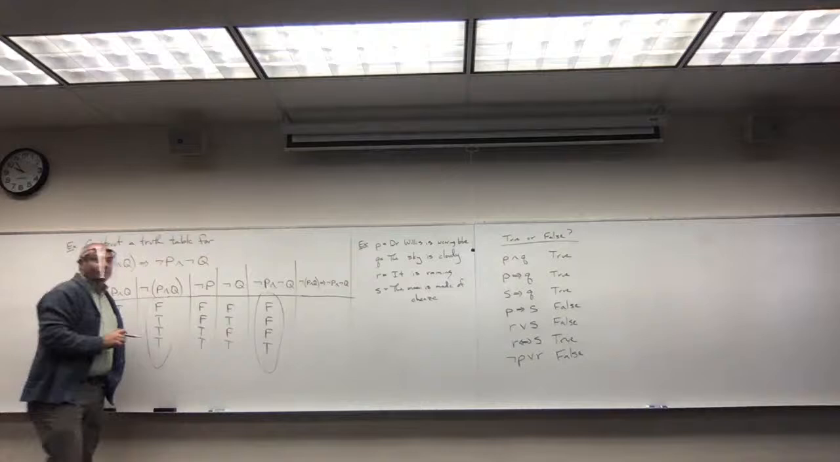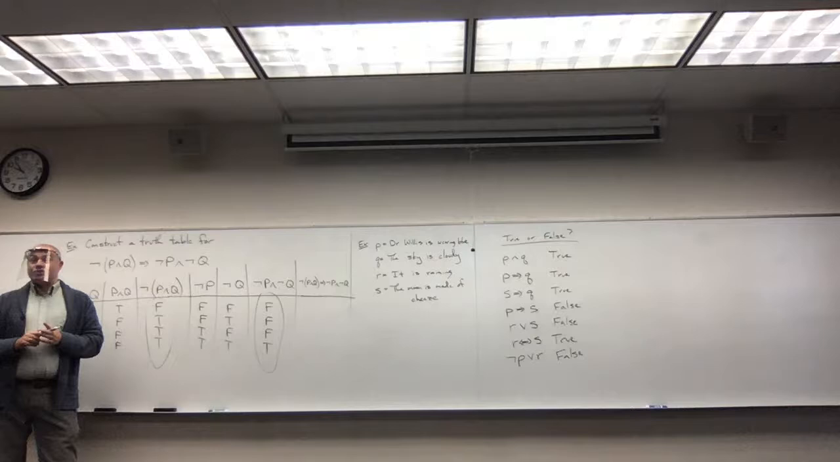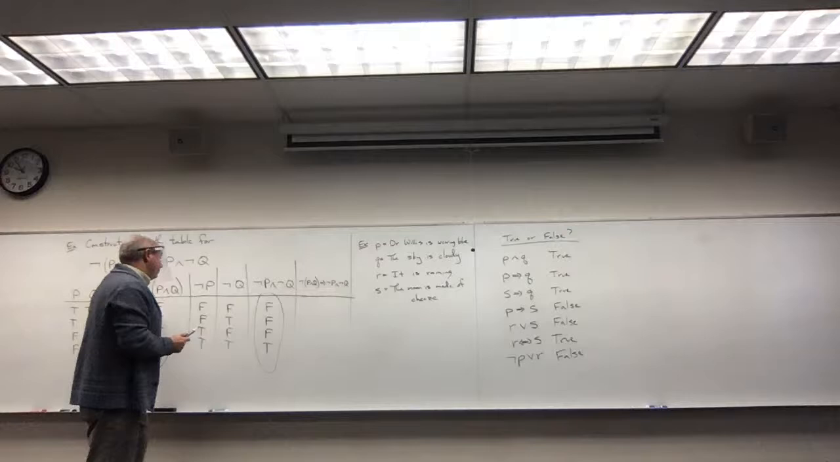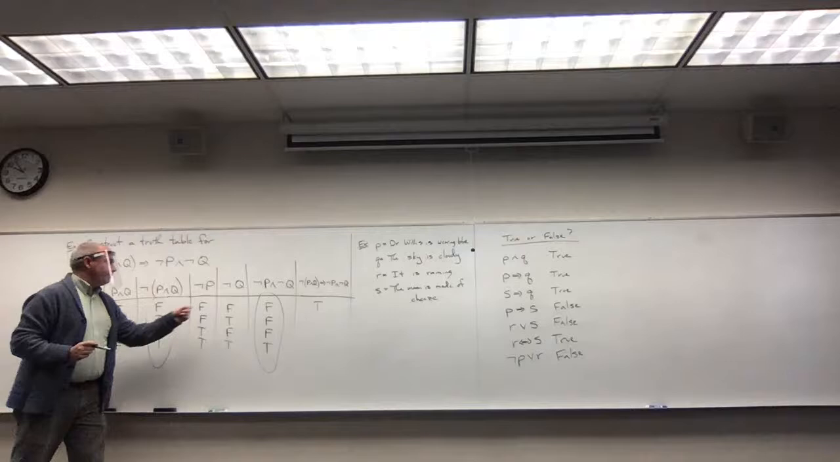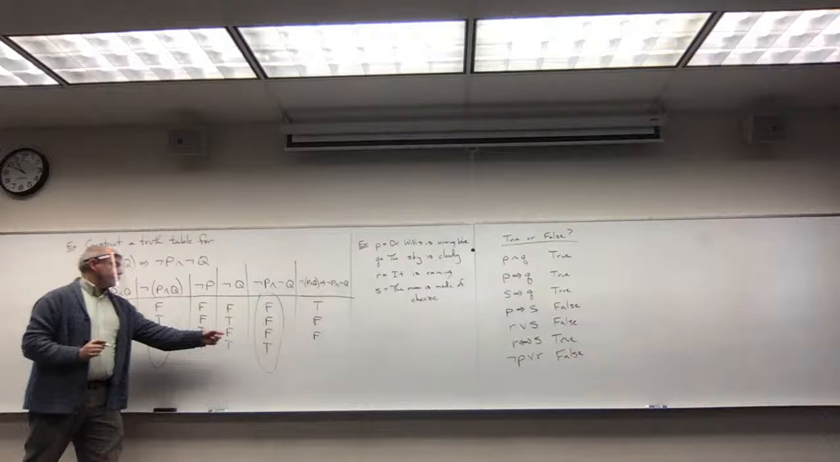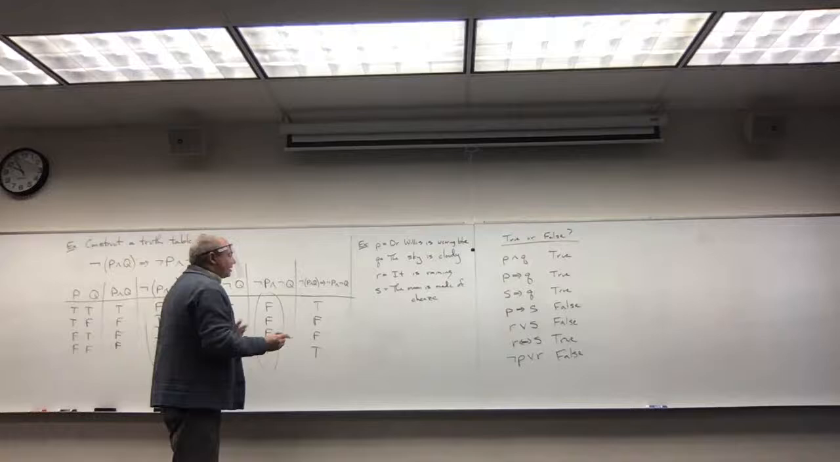So I get false implies false. It's true, right? And in fact, if anything in this column is false, I can just go ahead and mark down true, because if the hypothesis is false, the implication is true. So false implies false is true. True implies false is false. True implies false is false. And then finally, true implies true is true. Okay, and I'm done.